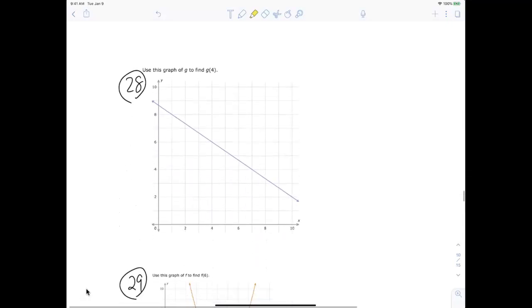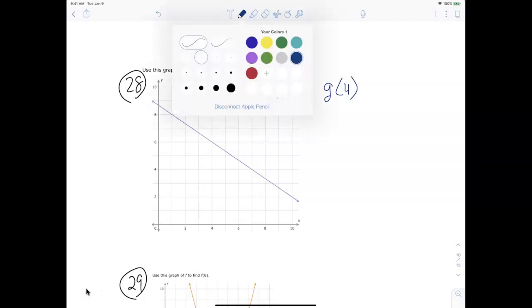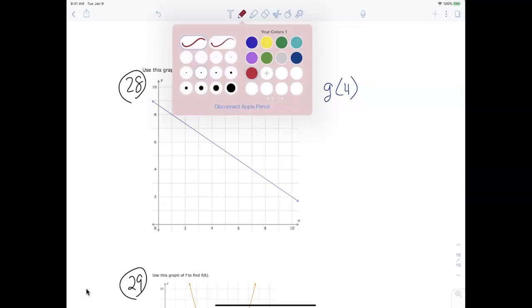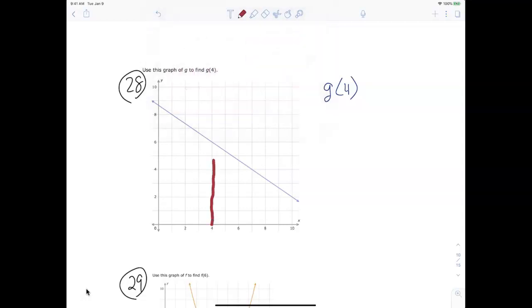All right, let's check out what 28 says. In the previous examples we had functions, now we have graphs. You're going to be amazed at how easy this is. g of 4 means to figure out what the y value is when x is 4. So here is 4. You go up to the graph, and when you get to the point on the graph, you see what that y value is. So g of 4 is equal to 6. Look how easy that is. It's asking you to find the y value when the x is 4.